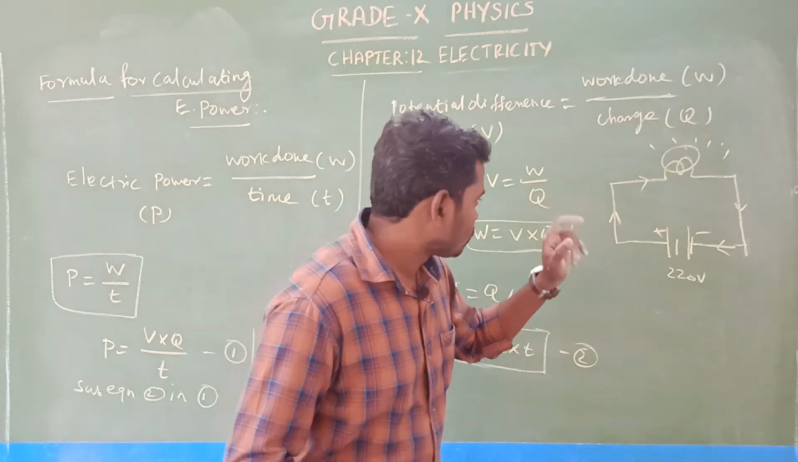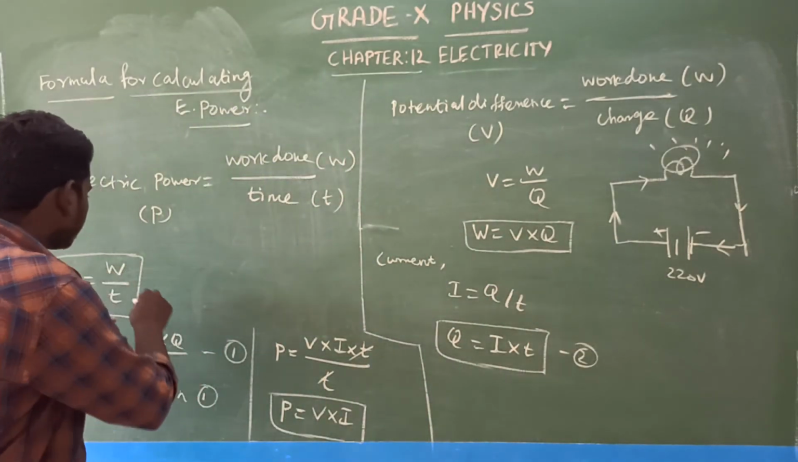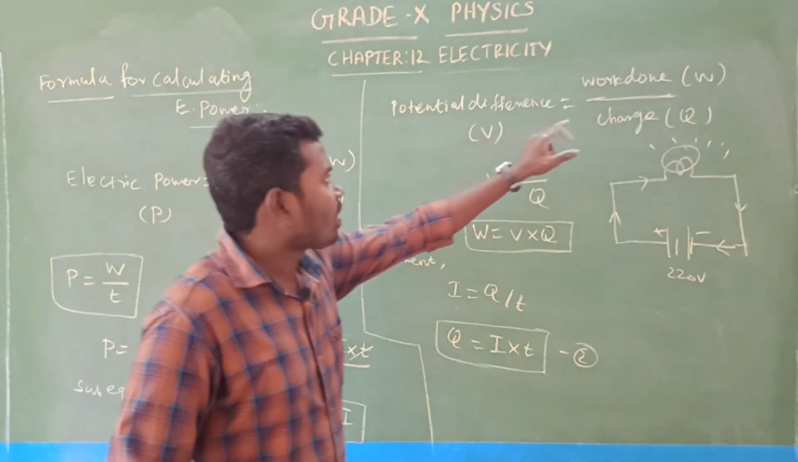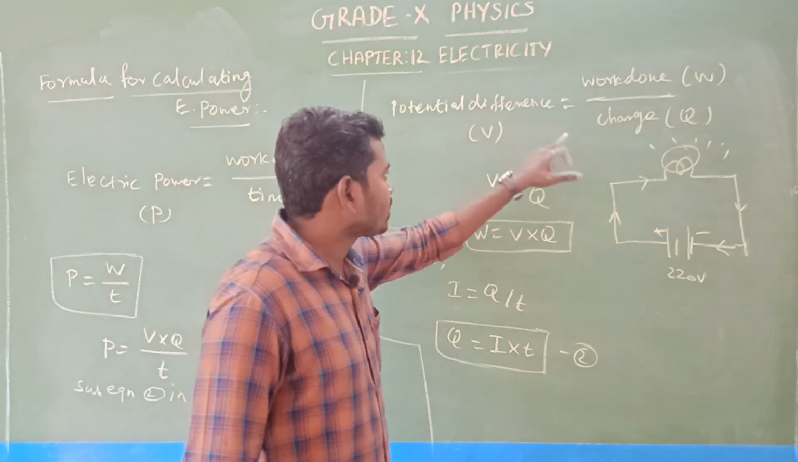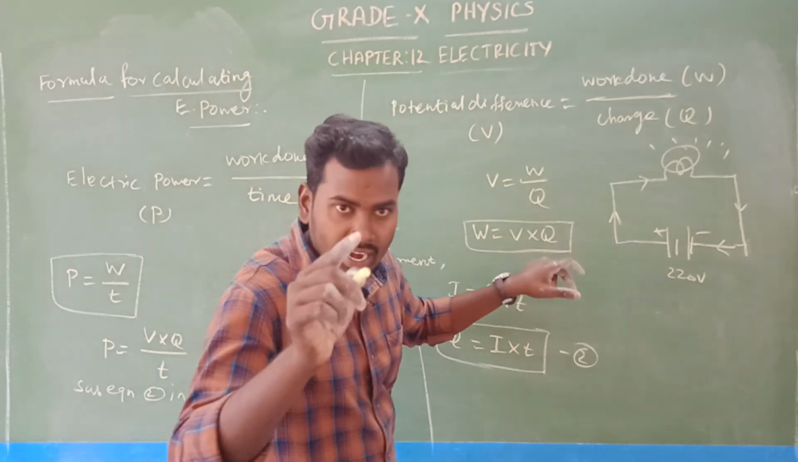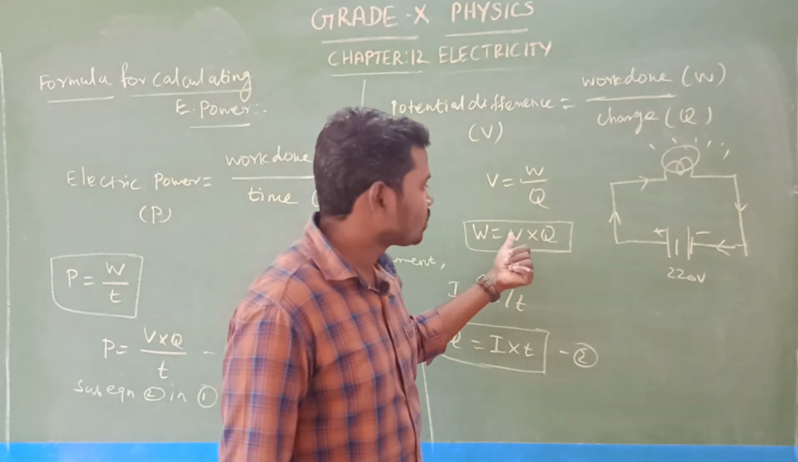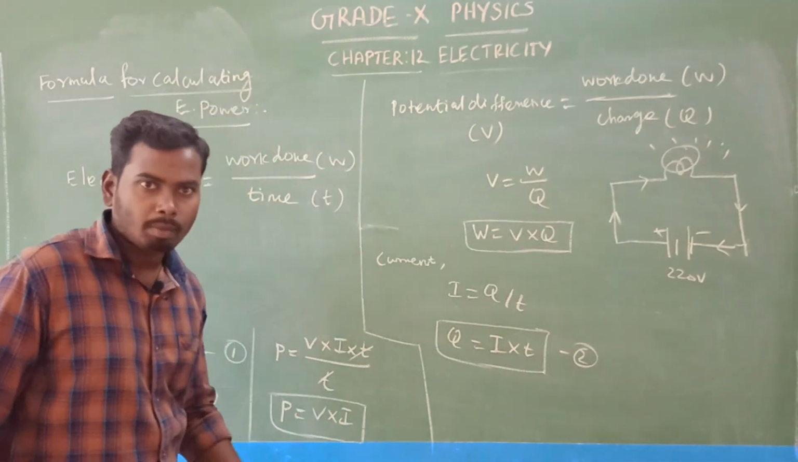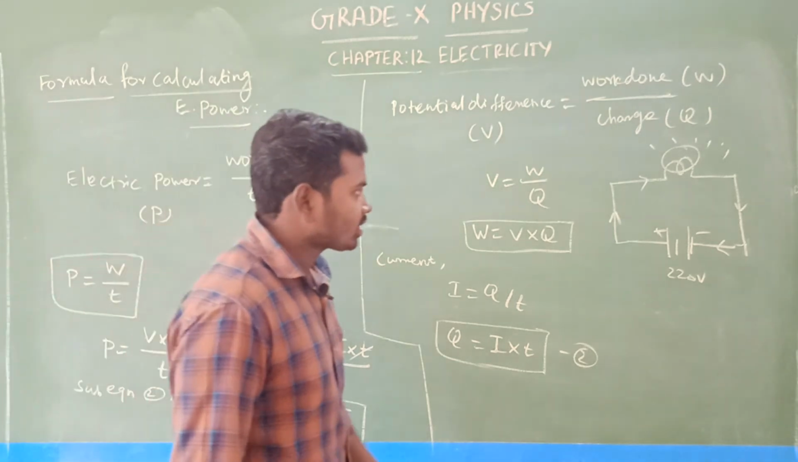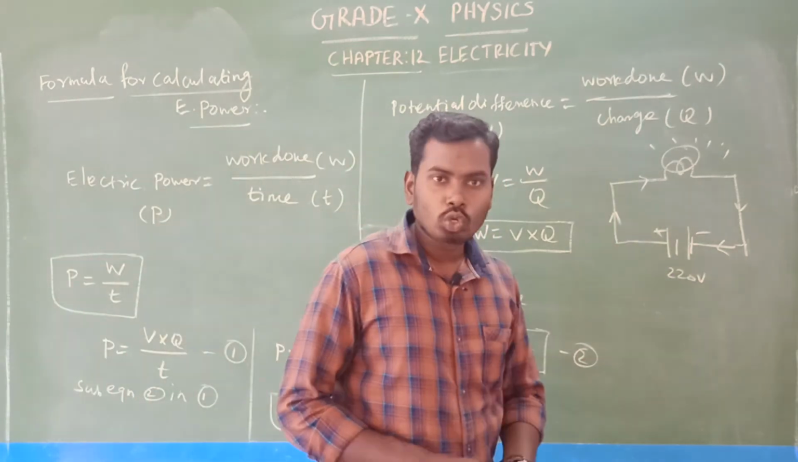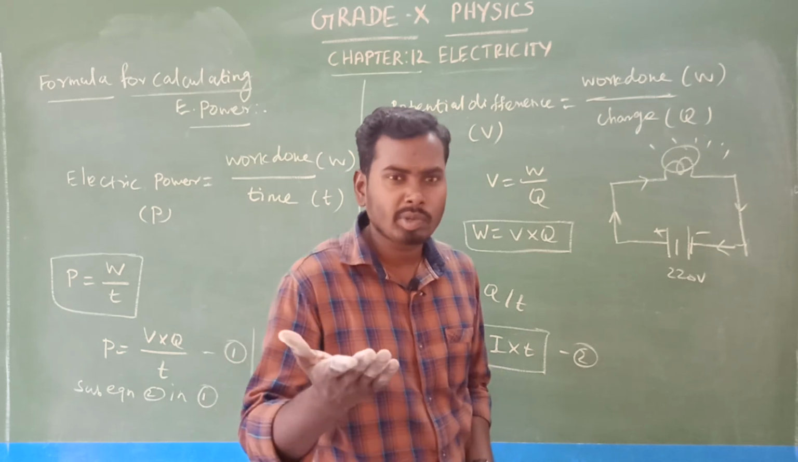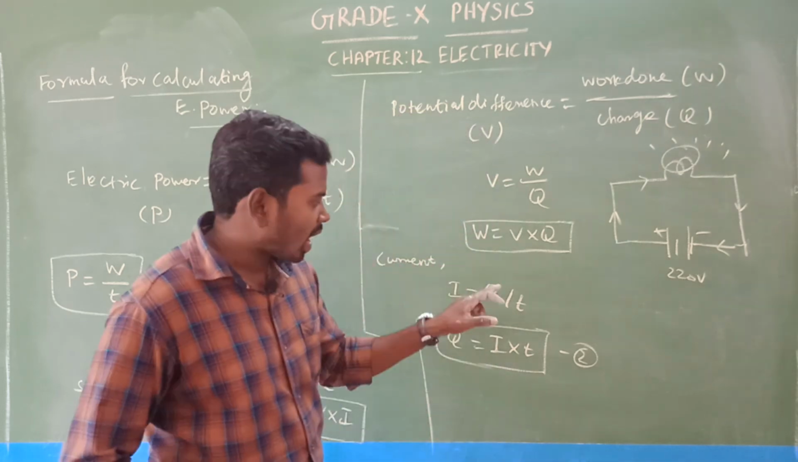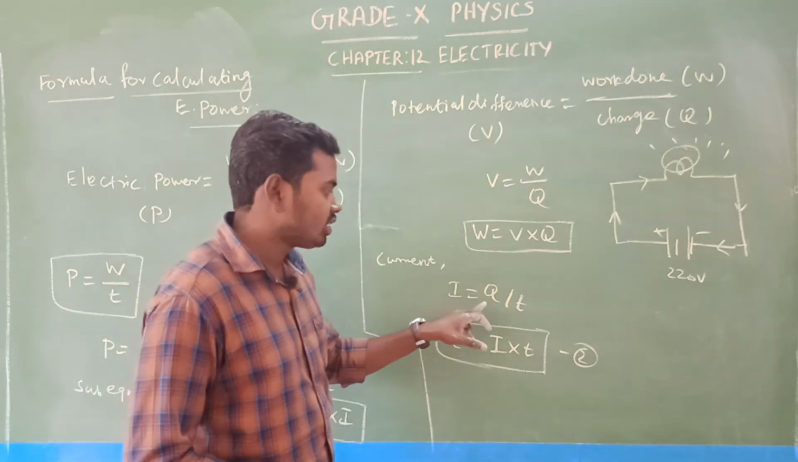Look here, work done. Here work done is equal to potential difference and charge. That is the reason why I have taken this work done formula here. Next, the bulb consumes only electrical energy. Electrical energy means what? Current. So that is the reason I have taken this current formula here. I is equal to Q by T.